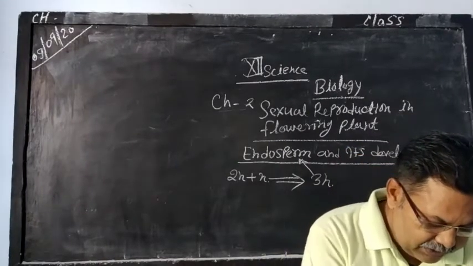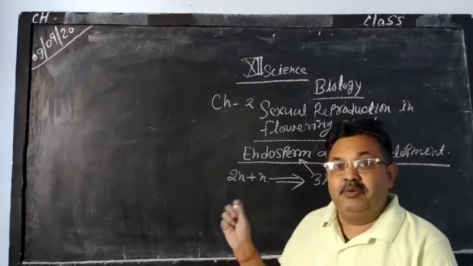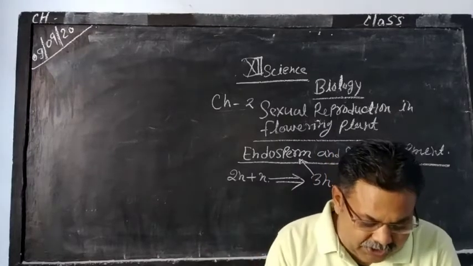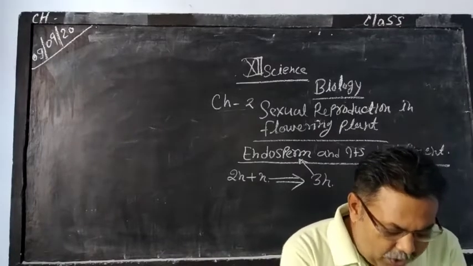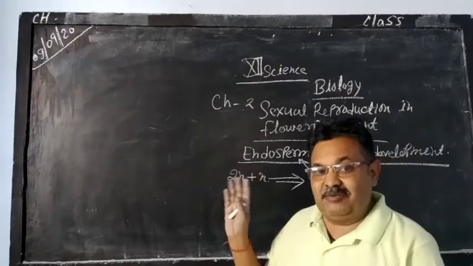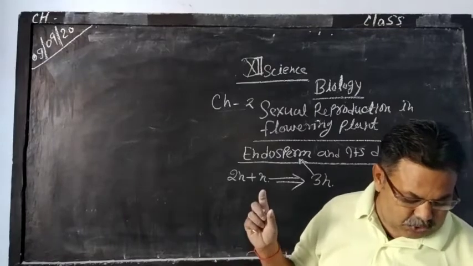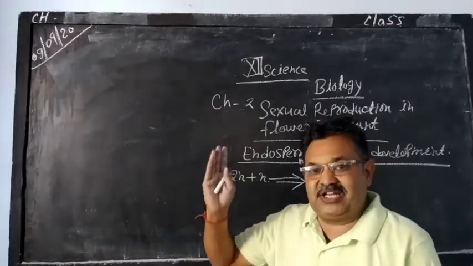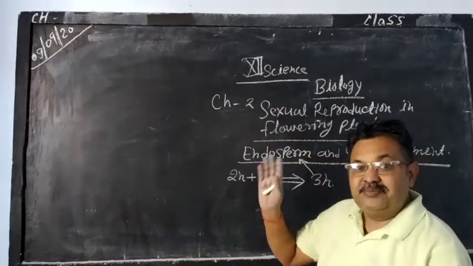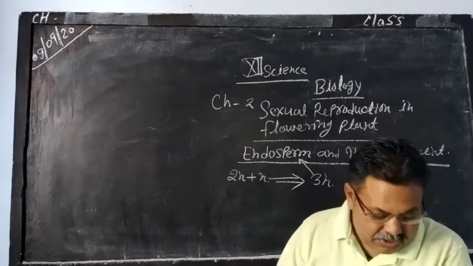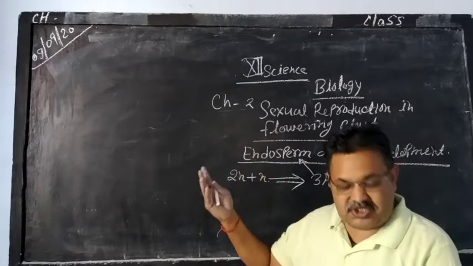So, embryo develops in both monocot and dicot plants. Now we discuss the difference between the monocot and dicot embryo. What is the major difference between the monocot and dicot embryo? First one is that it has a unicellular suspensor. In monocot, the suspensor is a unicellular structure, but in dicot embryo, the suspensor is a multicellular structure.